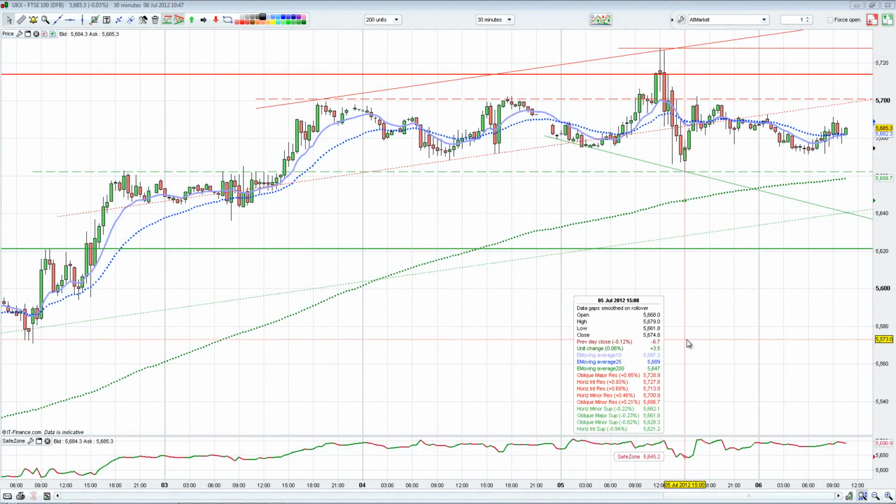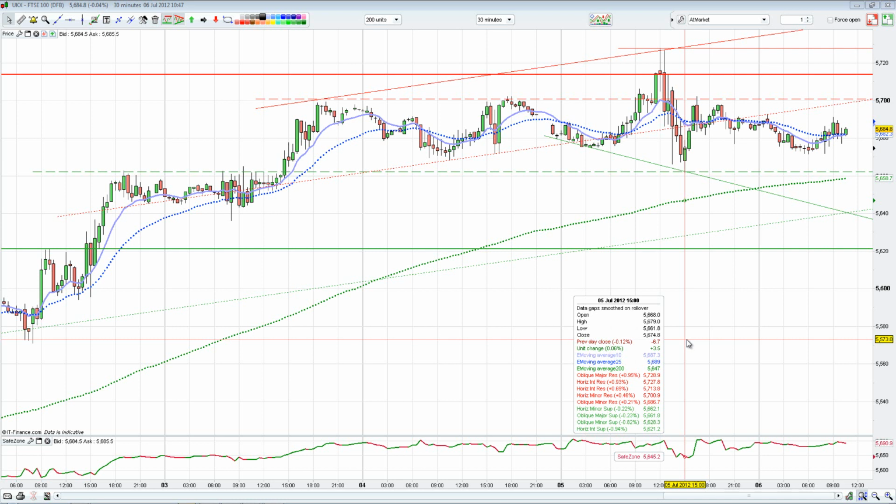The final video that I'm just going to look at in this series is the SafeZone level, and this is basically a bit of custom code. It's based on Dr. Elder's book, Come Into My Trading Room. The code itself is available on the website. There's also a video that shows you how to put it onto your advanced charts, and you can only use it in advanced charts because you need to create the custom code.